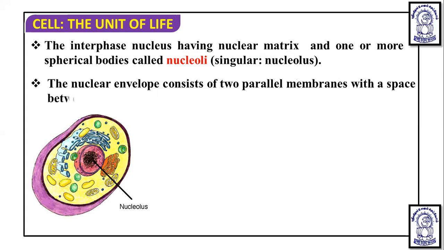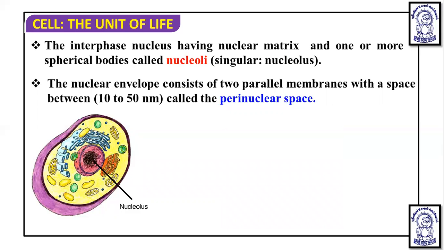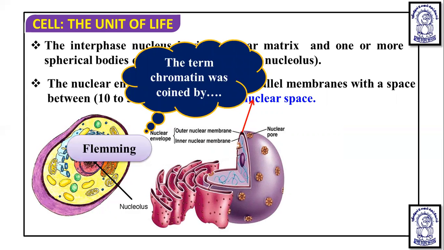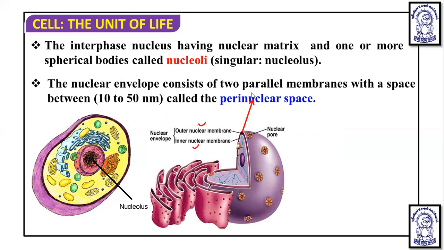Now the nucleus is covered by a nuclear envelope, made up of two membranes which cover the nucleus. You will see the space between these two membranes, and that space is 10 to 15 nanometers in diameter. The space between the outer and inner nuclear membrane is called the perinuclear space. So this is the outer membrane and this is the inner membrane, and the space between them is the perinuclear space.